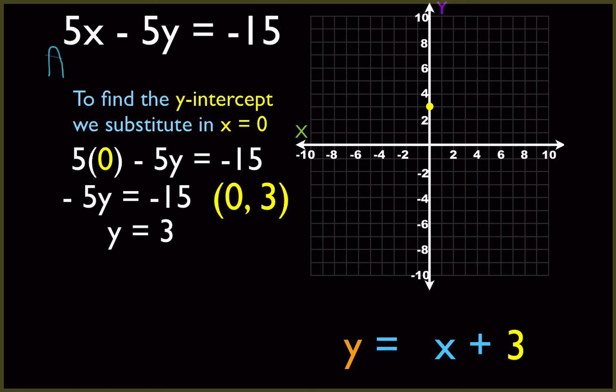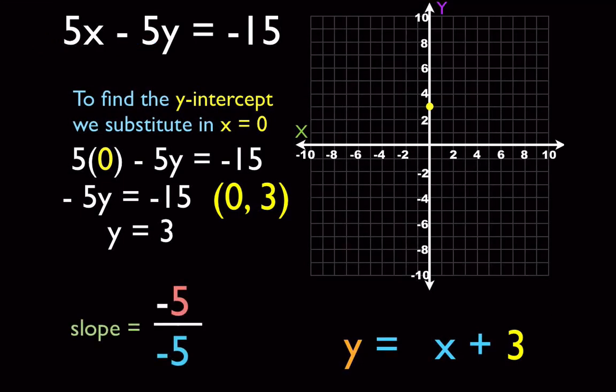This is A, so I want the opposite of that, which would be -5, and then B is already -5. A lot of people forget that negative sign, so be careful. So -5 over -5, which of course simplifies out to 1 over 1. So all I'm going to do is go up 1, and then right 1, put my point, and draw my line.